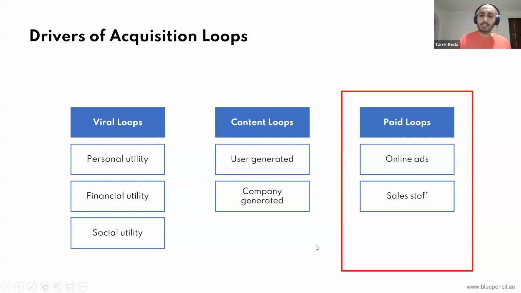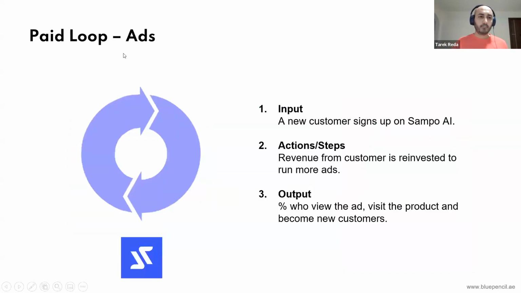All right, so here we're looking at ads and sales staff. Very straightforward. Let's take Sampo AI. A new customer signs up on Sampo AI. The revenue from this customer is reinvested into running more ads. So it's similar to the previous one where you're reinvesting into content. Here you're reinvesting revenue into ads. And then, of course, these ads will bring you traffic, closing deals, and you reinvest the revenue into ads.